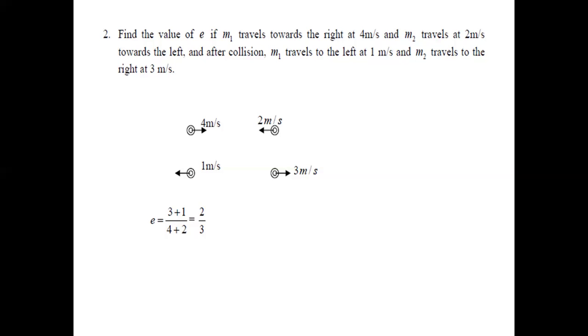E is going to be 3 plus 1 over 4 plus 2. And see why you have plus 1 and plus 2 in this case, because the bodies are moving to the left. The coefficient of restitution is 2 over 3.